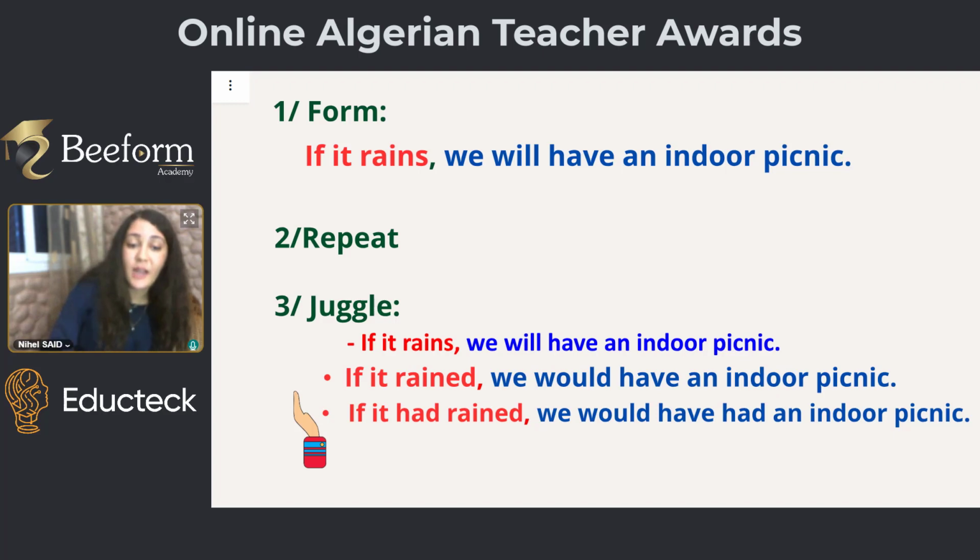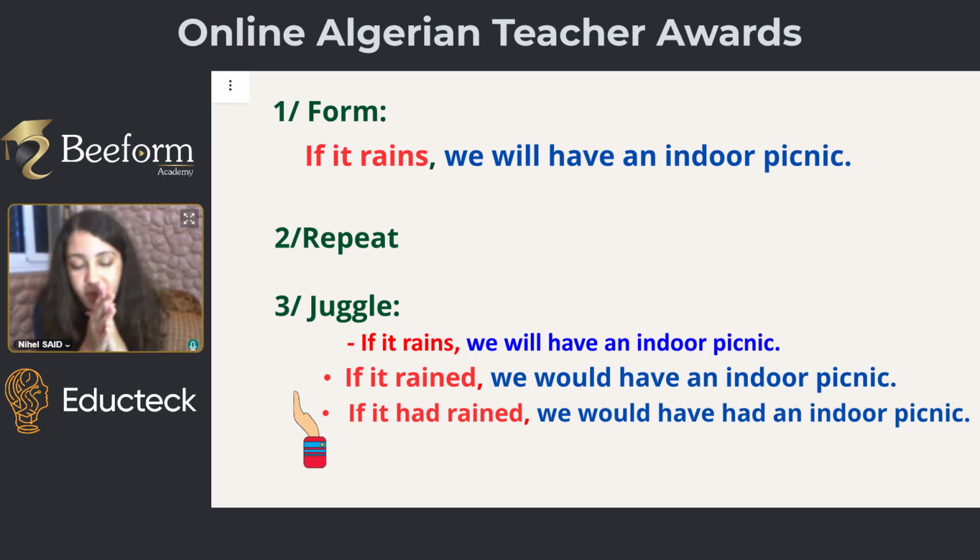Now, here's the last part of our activity, which is about juggling. Now, juggling here is to transform the first conditional here into the second and the third conditionals. So that would be, if it rained, we would have an indoor picnic. If it had rained, we would have had an indoor picnic.